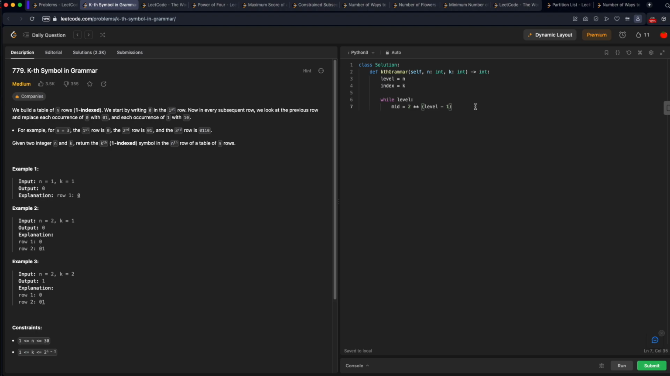So let's find the midpoint, and then we're going to check our current index, that's this k. Where is our index in relation to this midpoint? If our index is greater than this midpoint, that means we must be to the right. So from the very first move, we had to have gone to our right node first. I'm going to keep track of our directions here.